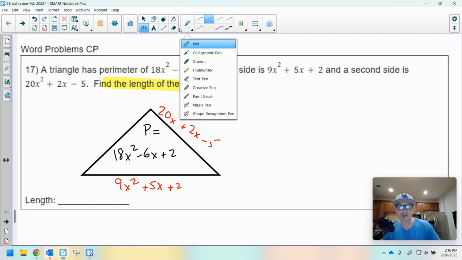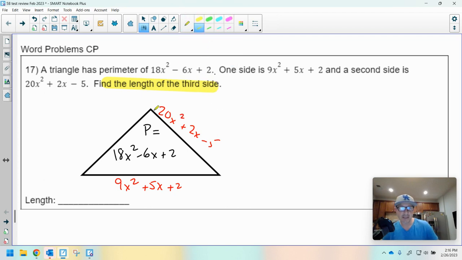This third side is going to be over here in our triangle. We're going to try and find the length of that side. We don't know what it is right now. That's what we're going to find. Okay. Let's take an example of this just so we can wrap our head around what we have to do here.